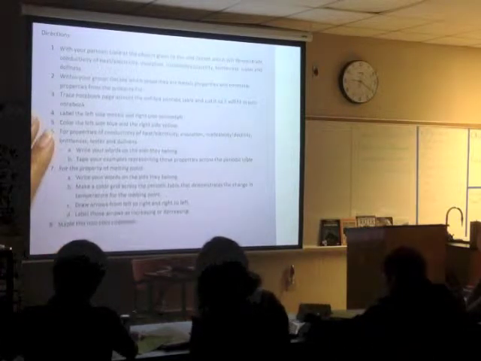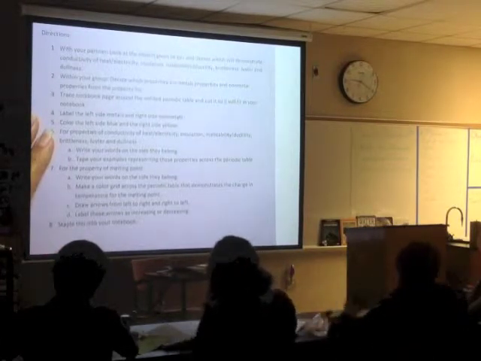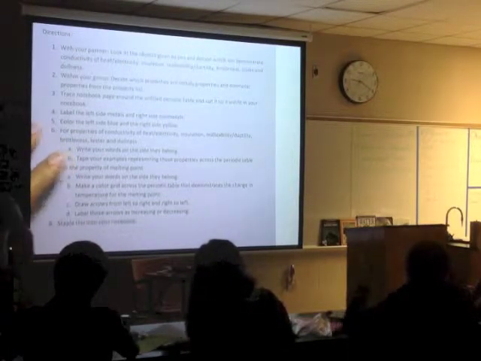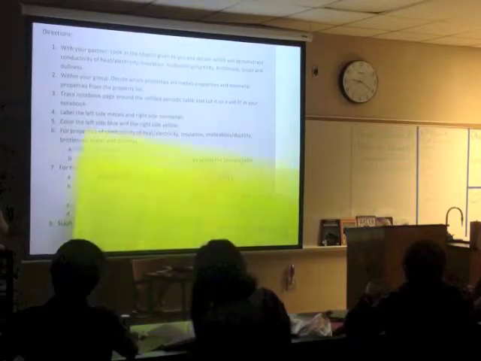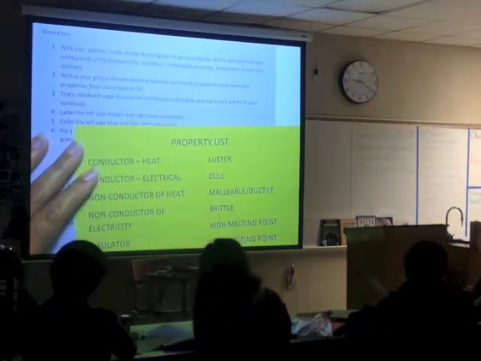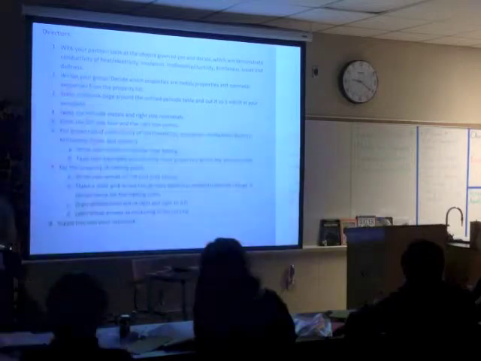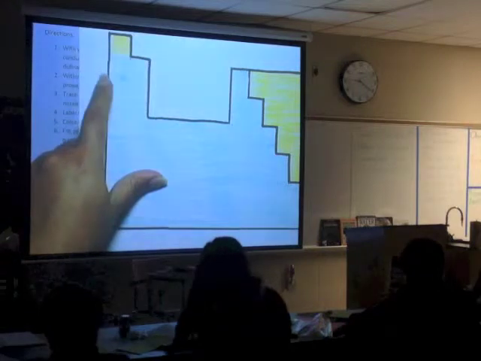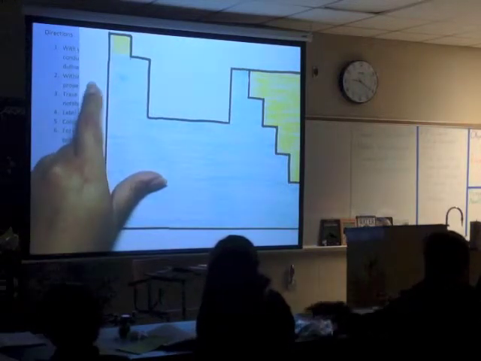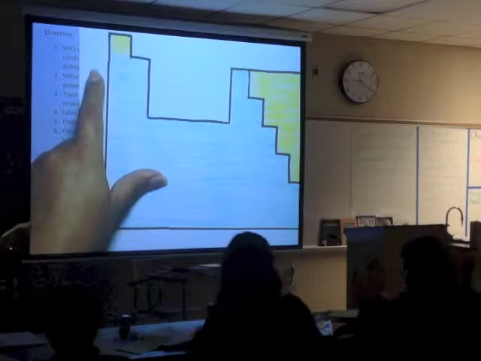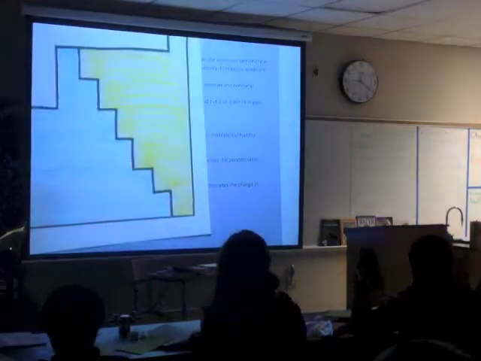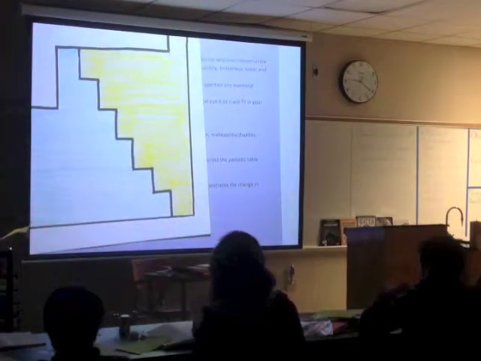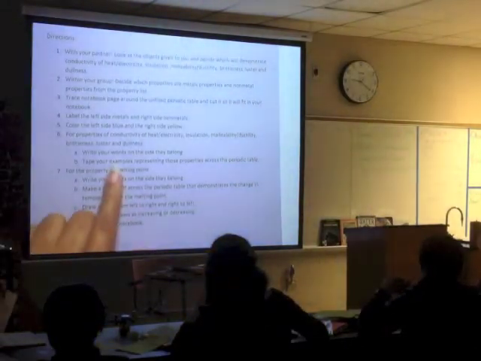Alright, step 6. For the properties of conductivity of heat, electricity, insulation, malleability, ductility, brittleness, luster, and dullness, write your words on the side that they belong. You and your partner should have decided: conductor of heat, is that metal or non-metal? If it is metal, then you're going to write it over here on metal. This is why I told you to leave that white part, so it'd be easy for you to write on here. If you think it's non-metal, you're going to write it over here. Wherever you think it goes, you write it down. You're going to do that for all of them.